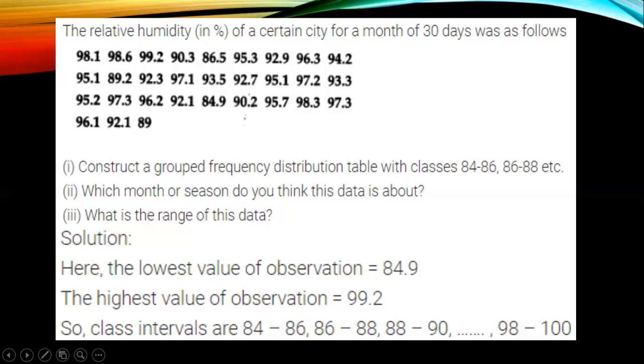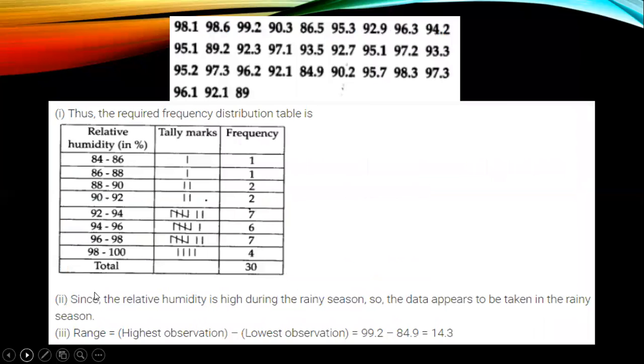Now, as I said in the last question itself, we have to first find the lowest value in the observation, which is 84.9, and also the highest value of the observation, which is 99.2. Now, with this, we can start making the grouped frequency distribution table starting from the class interval 84 to 86, because the lowest value, which is 84.9, will surely come up in the group 84 to 86.